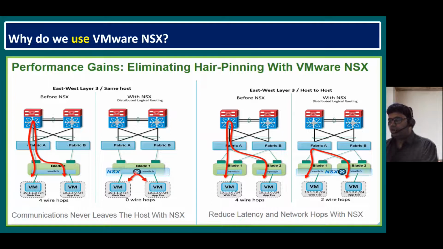When we have an NSX logical switch, if you want to communicate from web tier VM to app tier VM, we have no need to connect to the physical network. Within the virtual network, we can communicate from web tier VM to app tier VM. That means there are no wire hops, it's only zero hops. When we compare the first scenario, before NSX, the communication takes place with four wire hops, but here it is zero wire hops. This explanation covers only communication between two VMs, web tier VM and app tier VM.